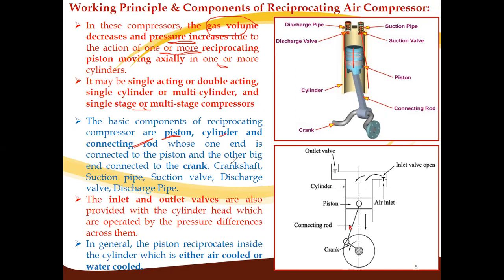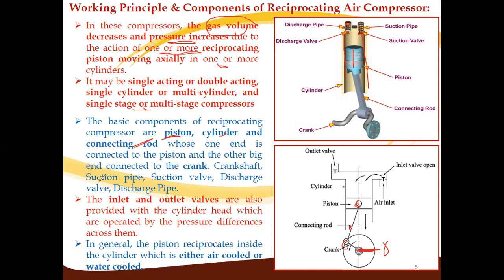The connecting rod has one end connected to the piston and the other end connected to the crank. The big end is connected to the crank and the small end is connected to the piston. Again, this crank is connected to the crankshaft, and this crankshaft is coupled to an electric motor or to the shaft of an IC engine. When the IC engine or electric motor rotates, it rotates this crank, and the suction and compression strokes happen.